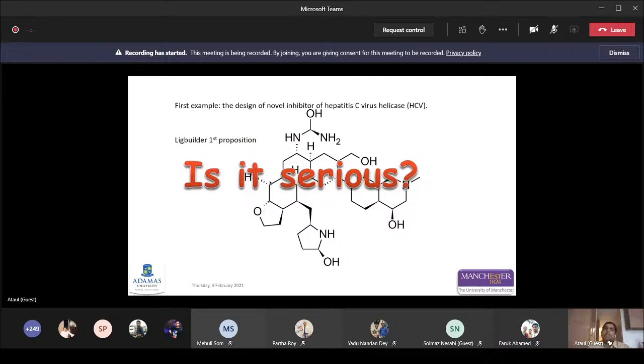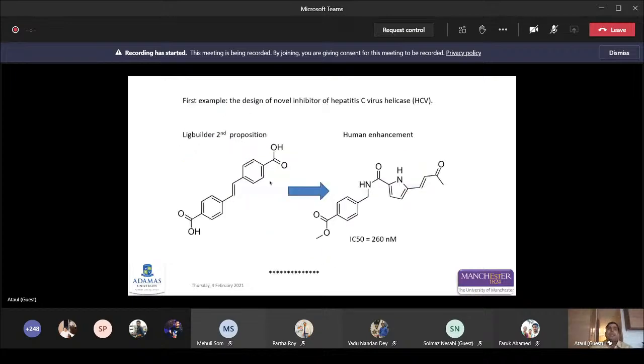Once you have this molecule, then you can go for optimization. This molecule structure was first built using LigBuilder, one of the very crucial tools for de novo design, and then optimized. So this is the second position, and finally you got this molecule. So this molecule was developed from de novo design. So this is another approach.